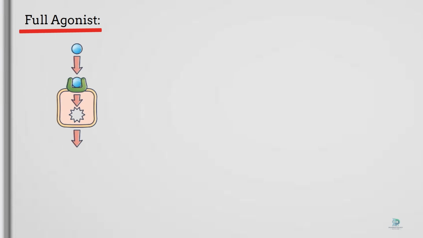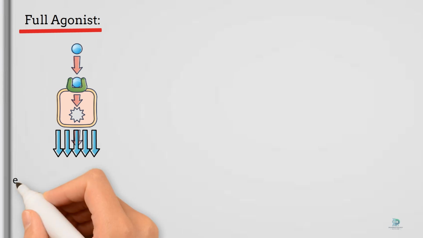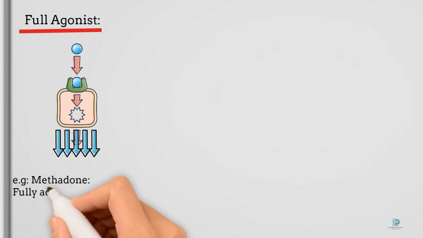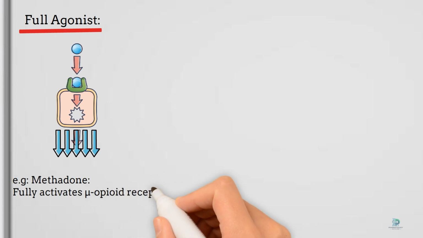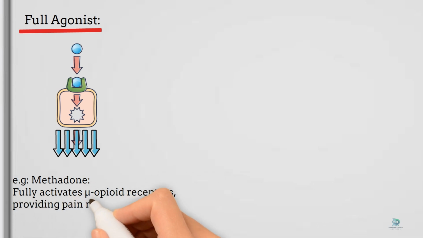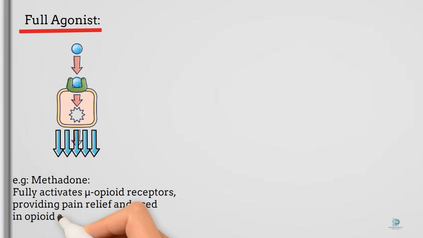Full agonist. Full agonists bind to receptors and activate them to produce the maximum possible biological response. For example, methadone fully activates opioid receptors, providing pain relief and used in opioid addiction treatment.